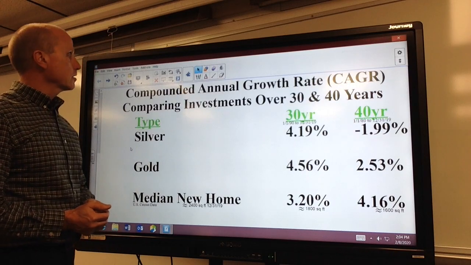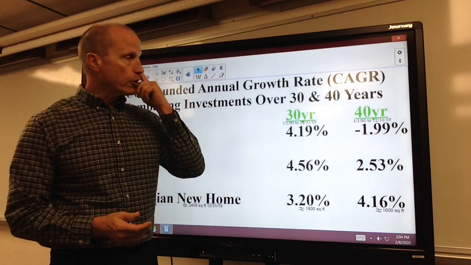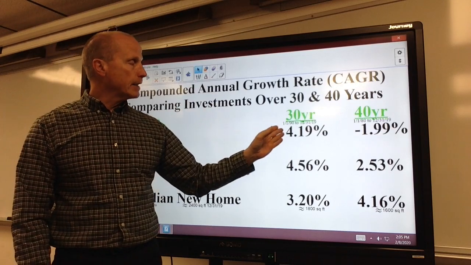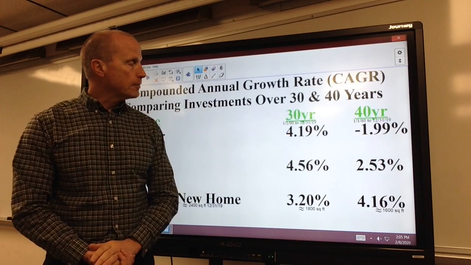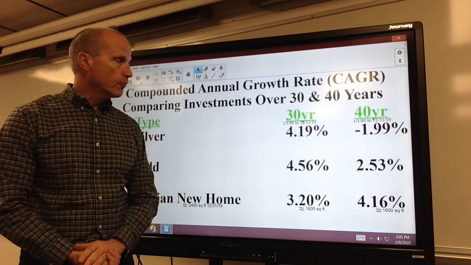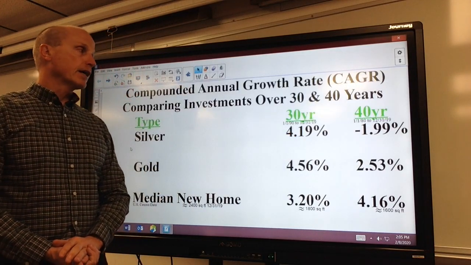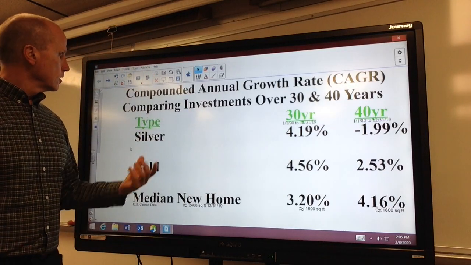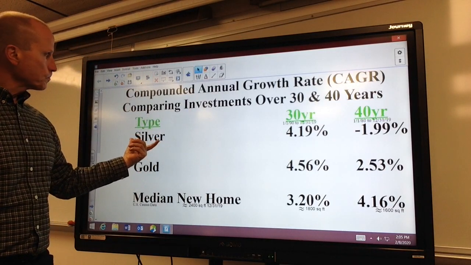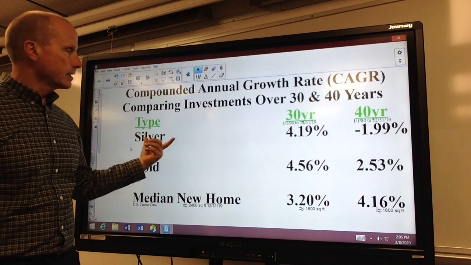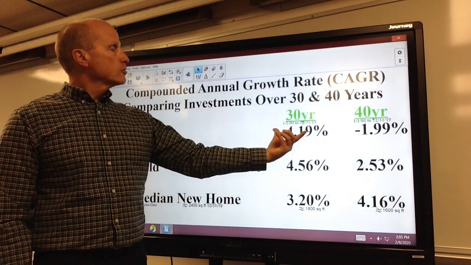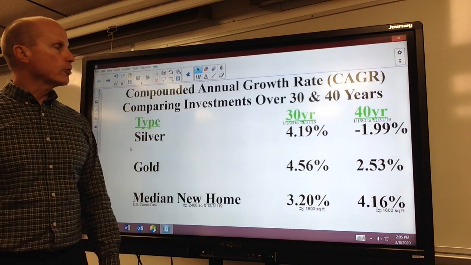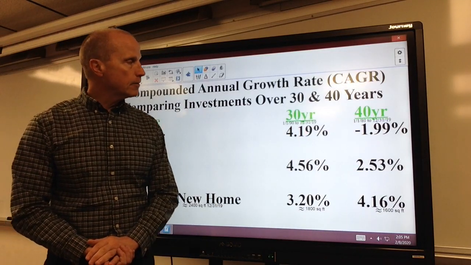We're going to take a look at comparing investments over a 30 and 40 year period. So for the 30-year period we're going to go back to January of 1990 and go to the end of 2019, and for a 40-year period the beginning of 1980, and of course go to the end of 2019. So notice here for silver, this is using exact values. So for silver over a 30-year period it had a compounded annual growth rate of 4.19%.